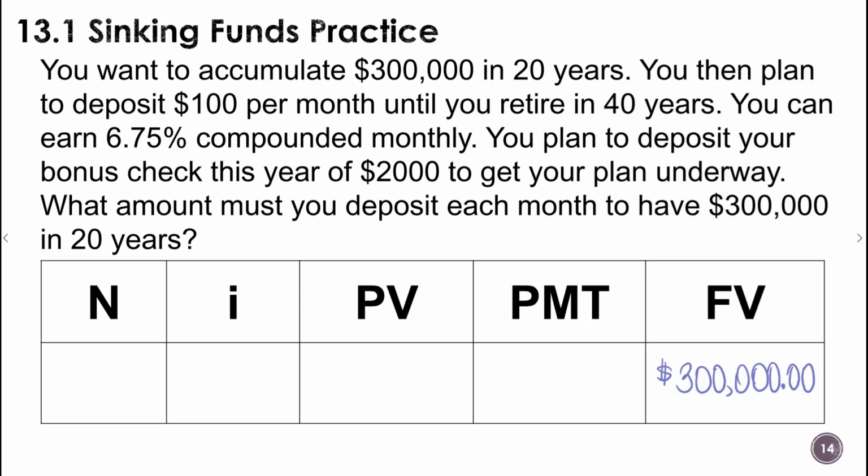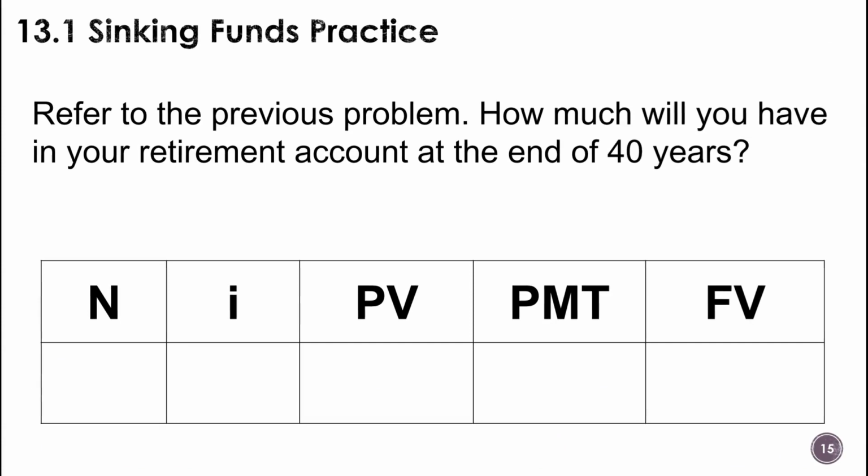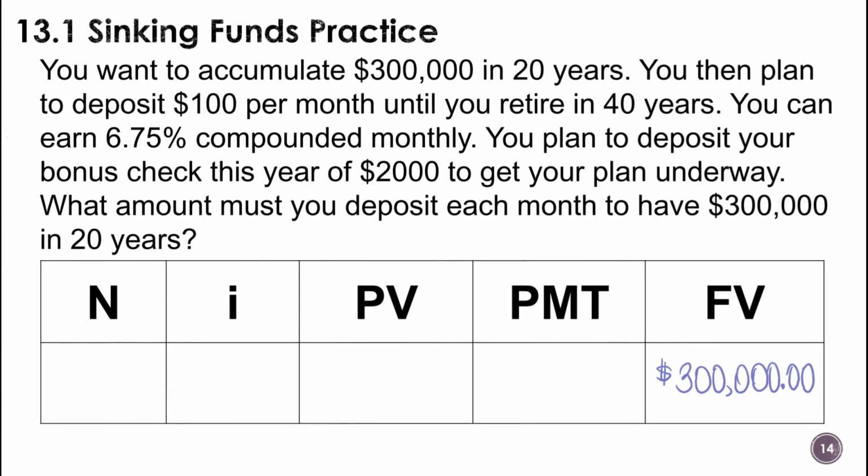And so we're going to do this in 20 years. You then plan to deposit $100 per month until you retire in 40 years. You can earn 6.75% compounded monthly. You plan to deposit your bonus check this year of $2,000 to get your plan underway. What amount must you deposit each month to have $300,000 in 20 years? Now, we are going to combine this with the next question. So the next slide actually goes with this question.